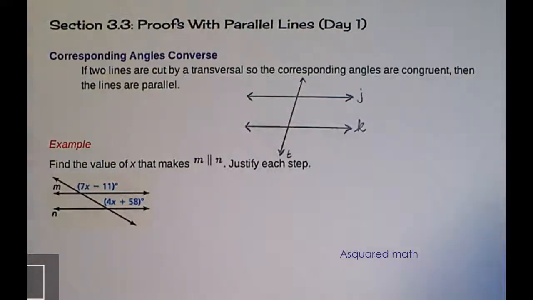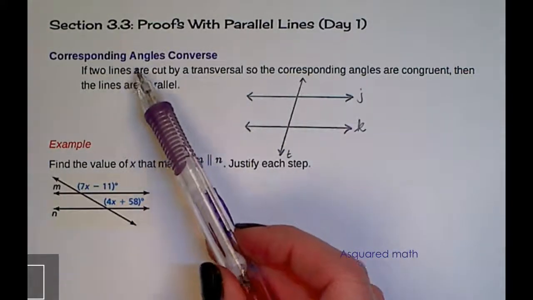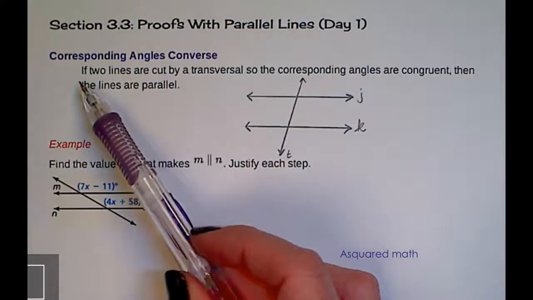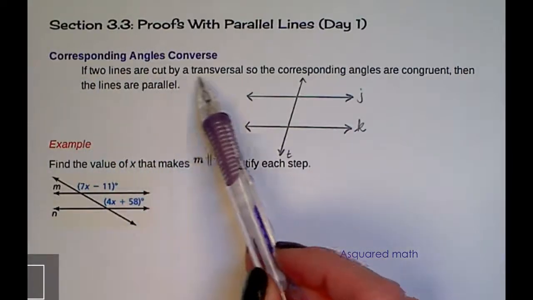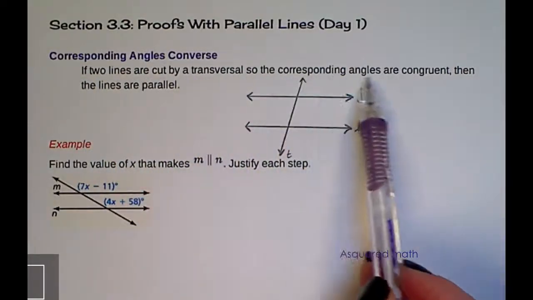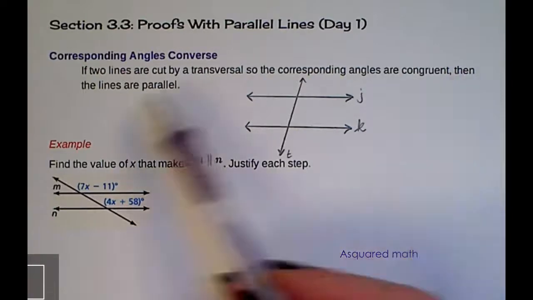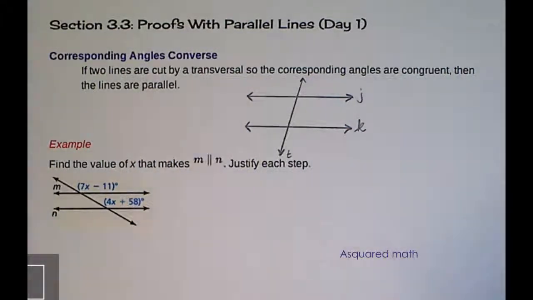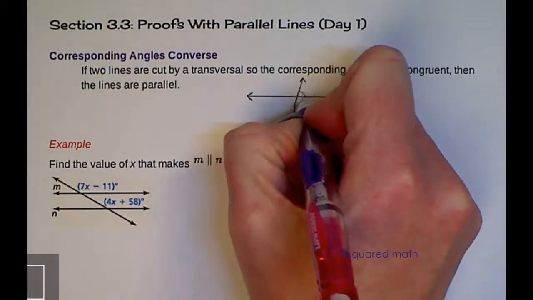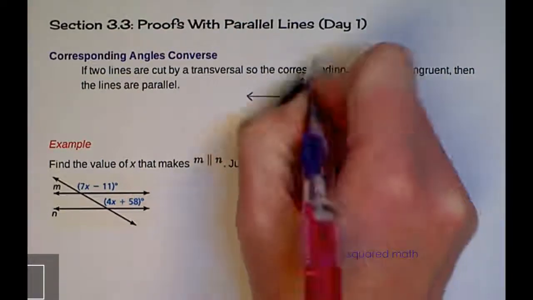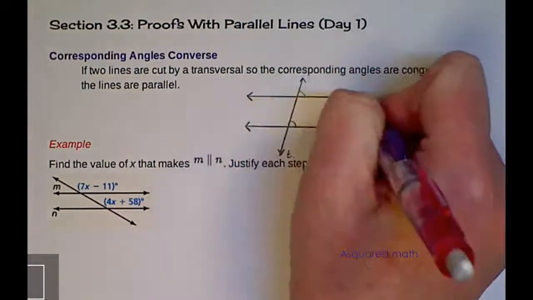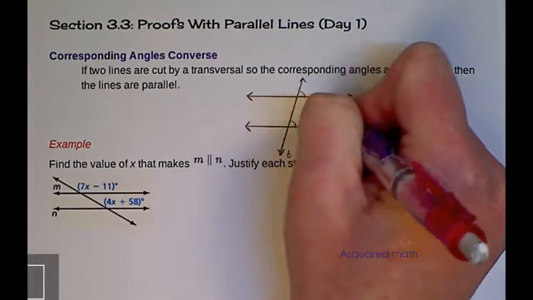So the first converse that we are going to work with is the corresponding angles converse. And it says, if two lines are cut by a transversal so the corresponding angles are congruent, then the lines are parallel. So if you recall, corresponding angles are in the same position in regards to these ones are above these lines and to the right of this transversal.